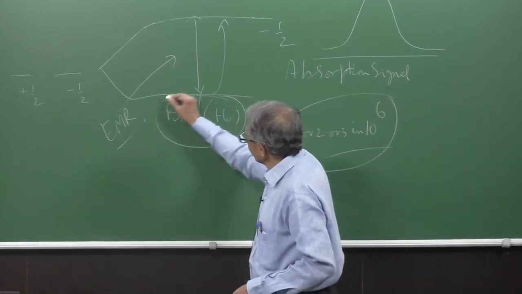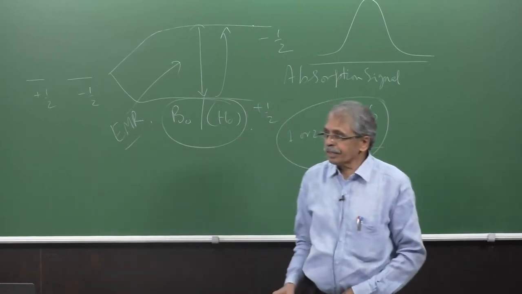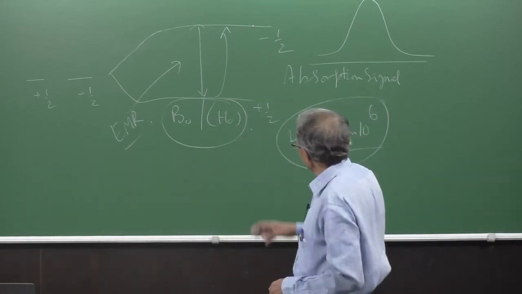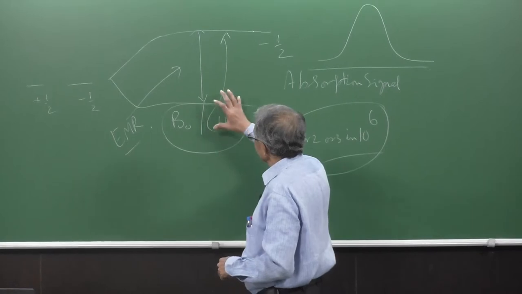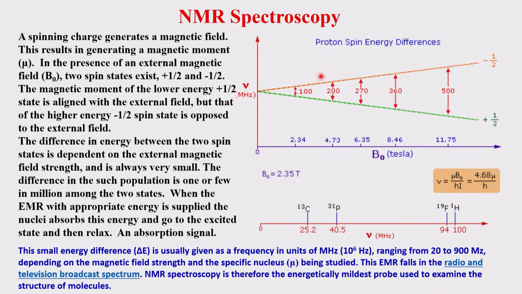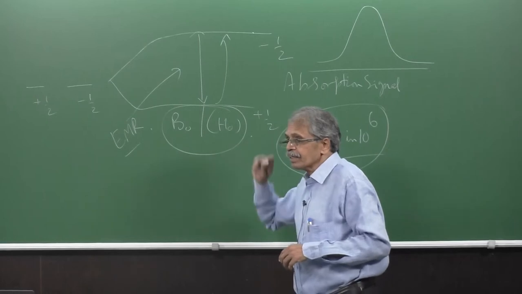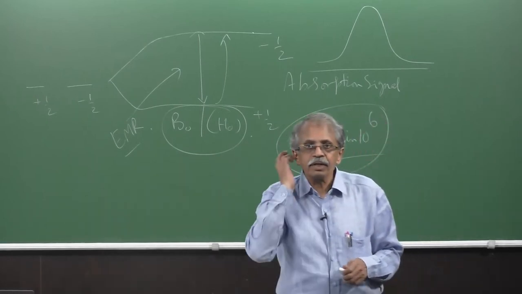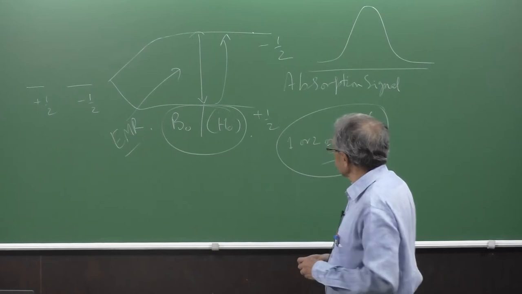So one is that this is dependent on this particular spin state, the field. So this is field dependent, okay? The energy difference between the two spin states is dependent on the external magnetic field that you are applying, okay. Now come to another aspect.